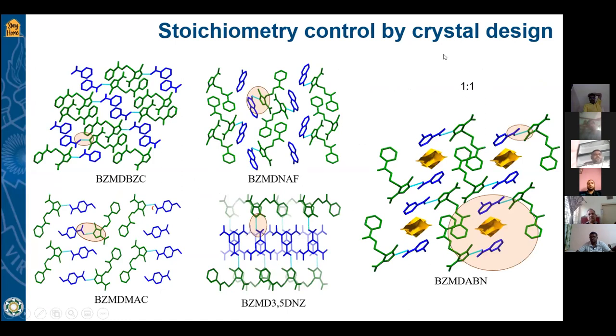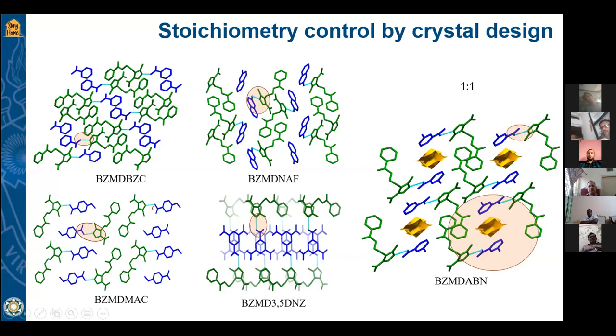This stoichiometry is following the expected synthons. We have the carboxylic group linked to the imidazole group. We have the phenol group linked by hydrogen bond to the imidazole group, and the synthon is always the same. We have different packings of these 1-1 structures.